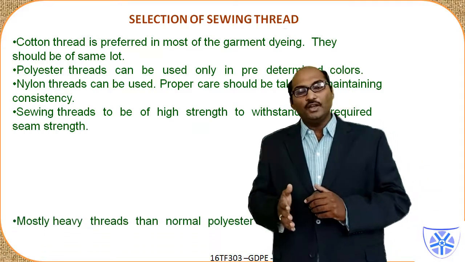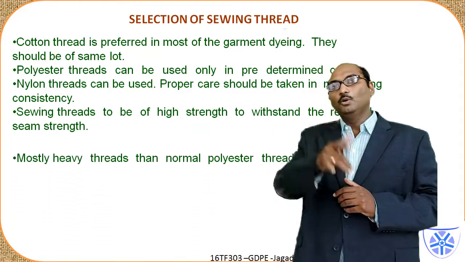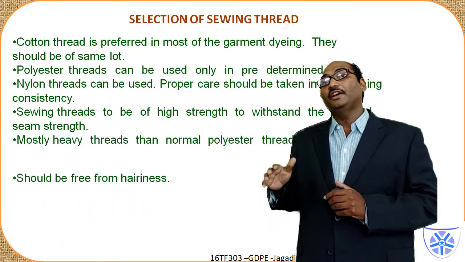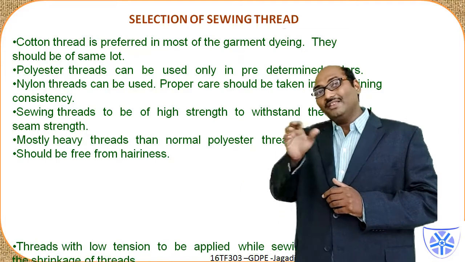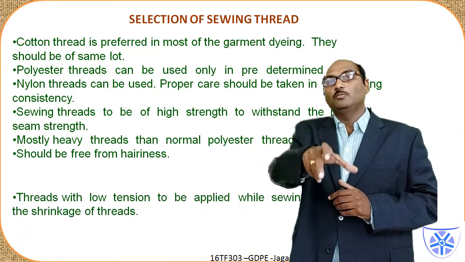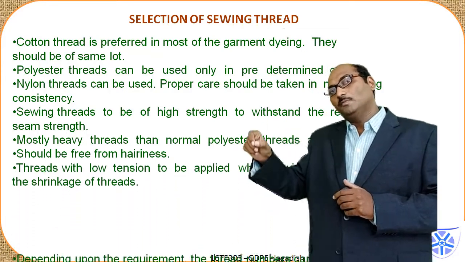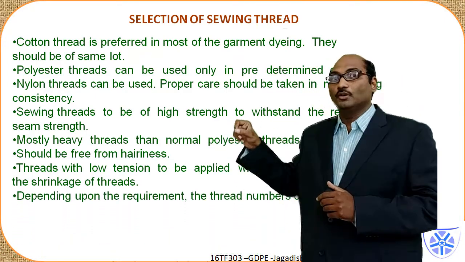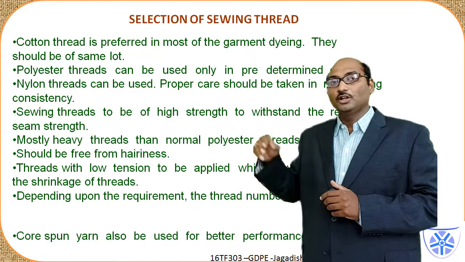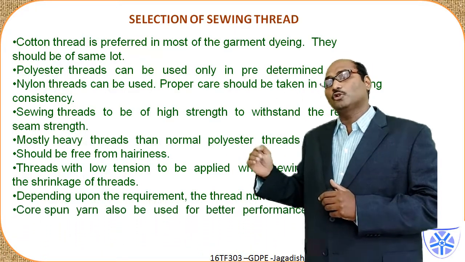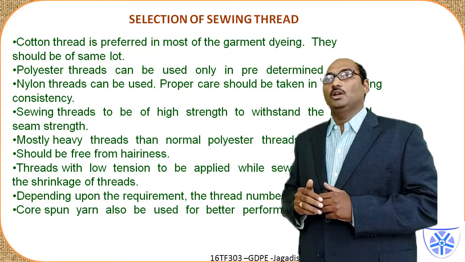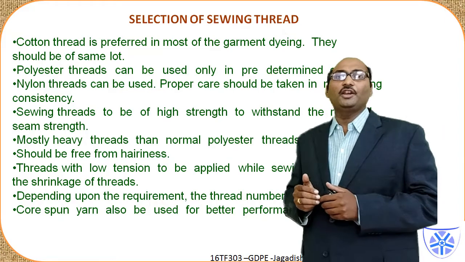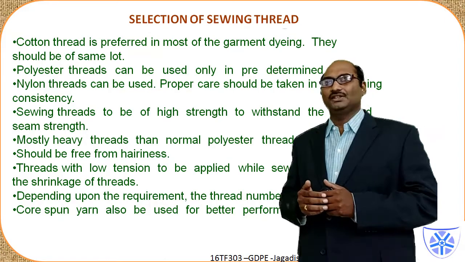But if we know that we need to manufacture blue, red and yellow in sequence, then what happens is we can create the polyester shirts with the exact quantities, like 200 shirts of blue. So this blue color sewing thread can be used for manufacturing the first 200 shirts, and then only those shirts should be dyed with the blue color. Okay. And nylon threads also can be used, but proper care should be taken in maintaining the consistency.